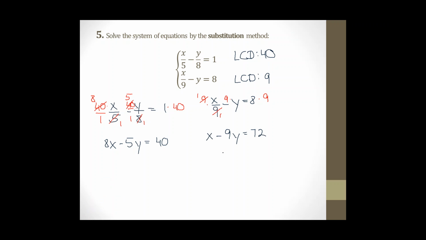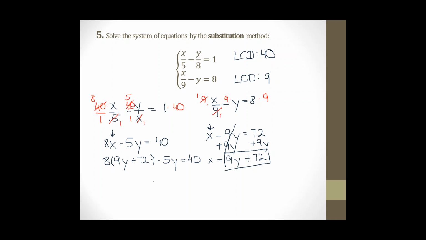Now I can start using the substitution method, which says I need a variable by itself, and I'm going for this one because this one doesn't have a coefficient, a number other than 1, in front. So I'm solving for x, add 9y to both sides, and I got x equals 9y plus 72. Now I can use this equation and plug it into my other equation for the value x. 8, and then I have 9y substituting for the letter x, plus 72, and continuing with my equation minus 5y equals 40.